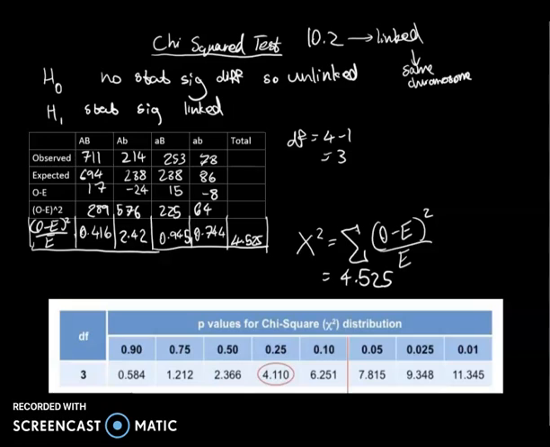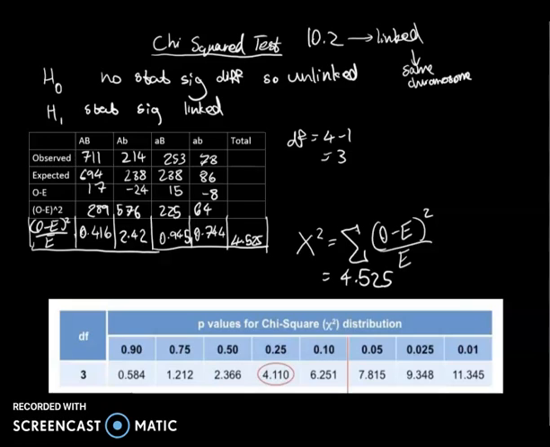Generally for biology, a 0.05 p-value is what is desired. So if we have a chi-squared value that is above 7.815, then we can interpret that there's a statistically significant difference between the observed and the expected values. So that means we can accept the alternate hypothesis. However, 4.525 is slightly bigger than 4.110 but smaller than 6.25. So it's going to lie somewhere in this range.